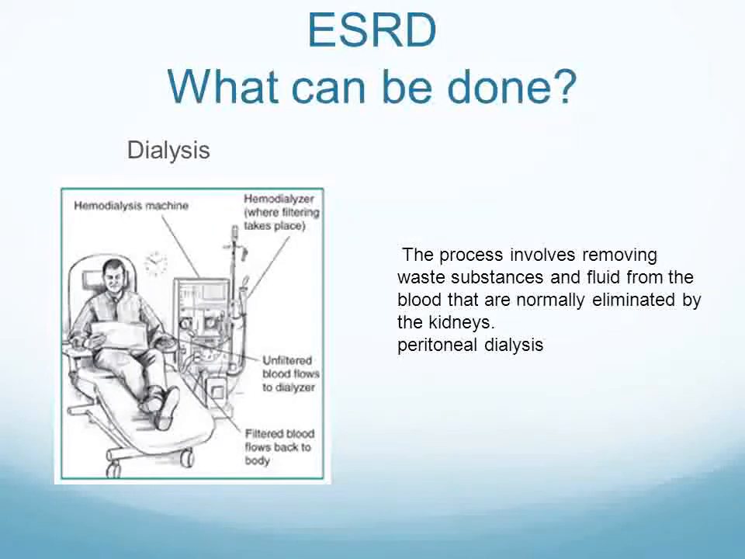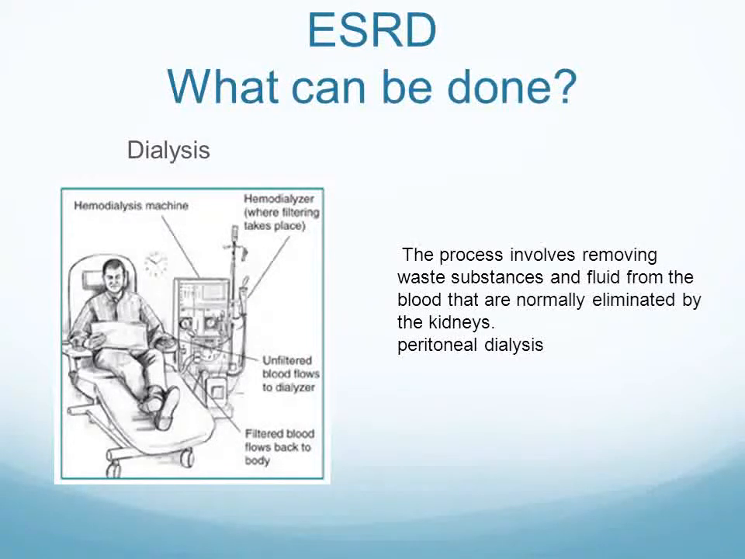So what can be done about end-stage renal disease? If it's severe enough, the person may need to undergo dialysis or transplant, as we spoke about. A person can function with one properly functioning kidney. However, if both of them are severely compromised, then they may need to have some more serious treatment. Dialysis is removing the waste substances and fluid from the blood that the kidneys normally do.